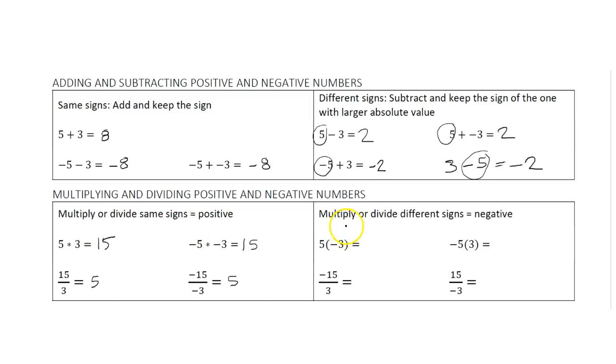When the signs are different, the answer will be negative. Positive 5 times negative 3 is negative 15. Negative 5 times positive 3 is negative 15. And negative 15 divided by positive 3 is negative 5. Positive 15 divided by negative 3 is negative 5. When multiplying or dividing, same signs will give a positive answer. Different signs will give a negative answer.